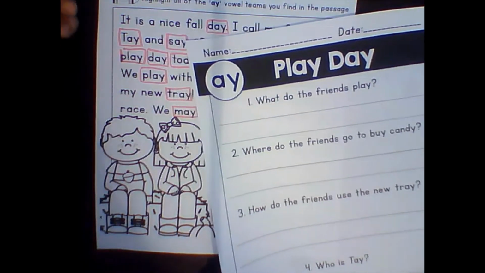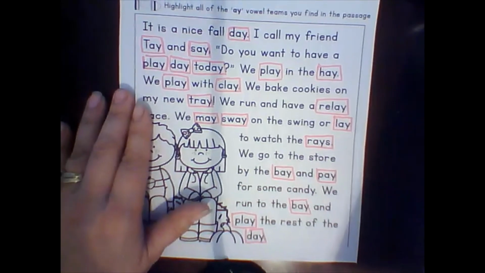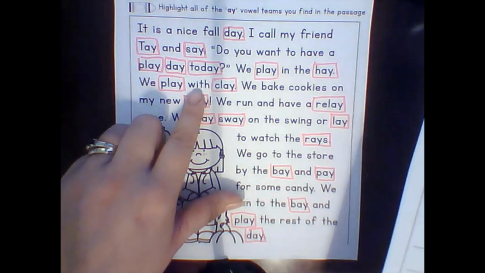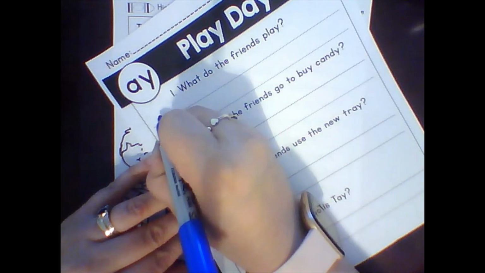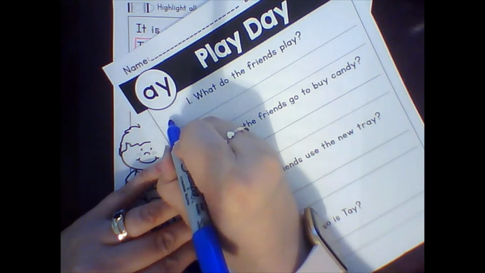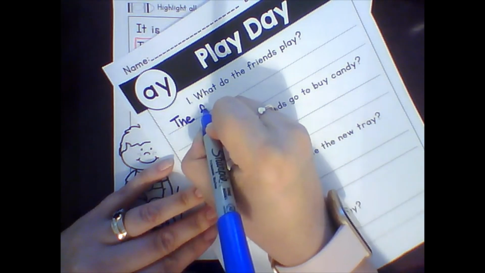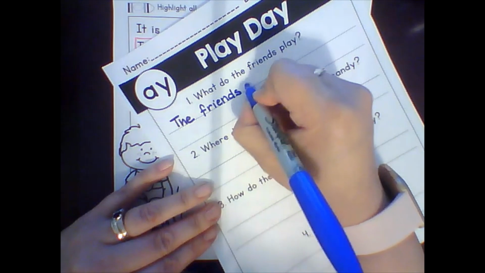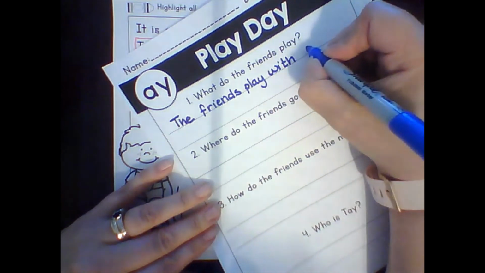What do our friends play? What do the friends play? Let's put this sentence. You can choose your sentence, but Mrs. Morris is going to write that they played with clay. What do the friends play? So remember, we have to start our sentence with what? We start our sentence with a capital letter. The friends play with clay.